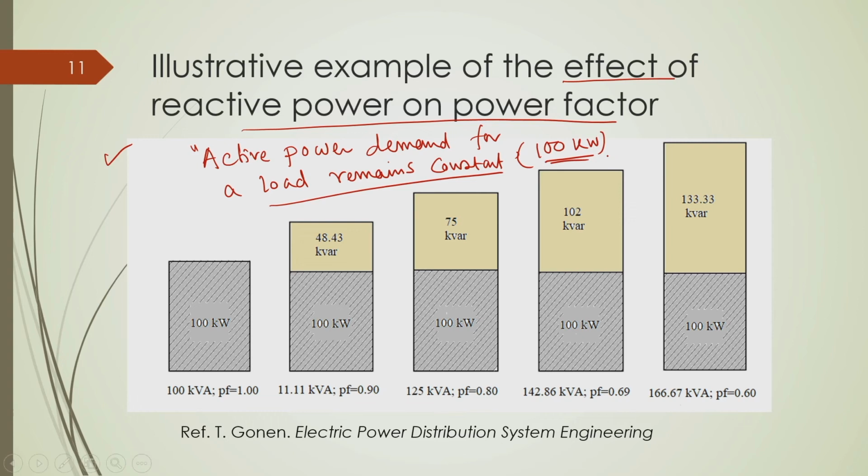Now, we have 5 different scenarios. One is when power factor is equal to 1, another when power factor is equal to 0.9, then 0.8, 0.69 and 0.6. So, when power factor is equal to 1, that is unity power factor, for a particular load whose demand is 100 kilowatt, its reactive power demand would be 0, because it is operating at unity power factor.